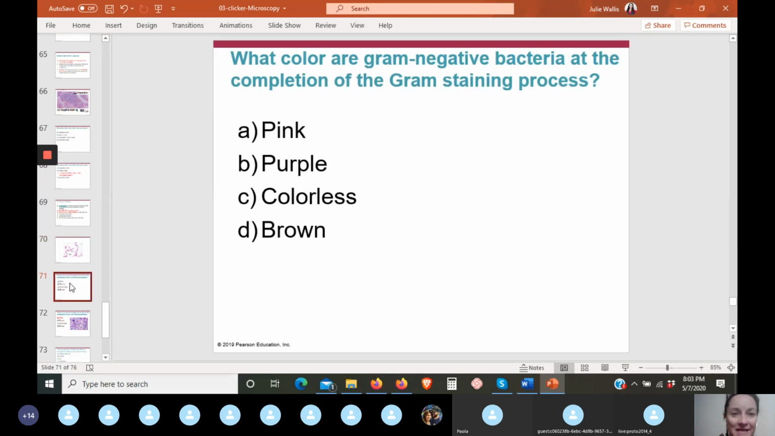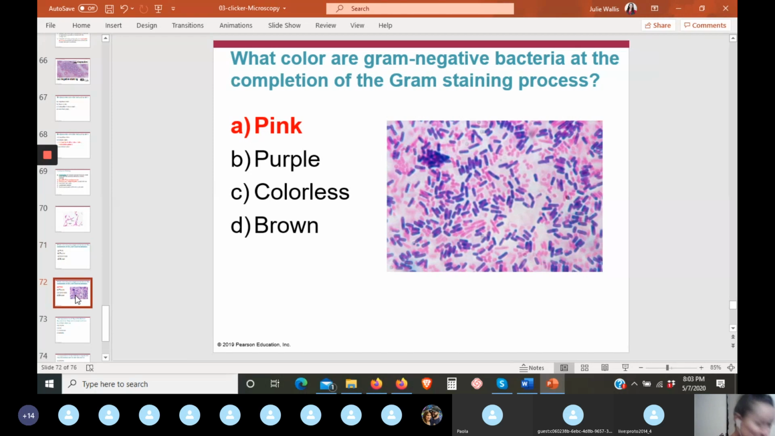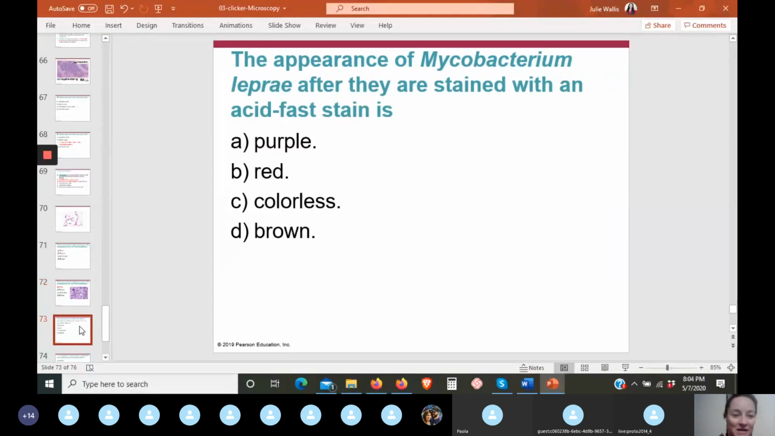What color are gram-negative bacteria at the completion of the gram staining process? That is pink. If you chose pink, you are correct. In this picture, you have some gram-positive bacilli, which are rod-shaped bacteria. The gram-negative bacteria also look rod-shaped. They might be coccobacillus. I like to call it tater tots. They kind of look like a squished rod. But that is one of the things that you need to know for this chapter. Gram-positive stains purple. Gram-negative are pink.